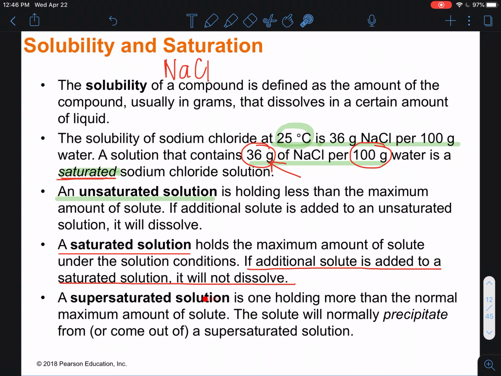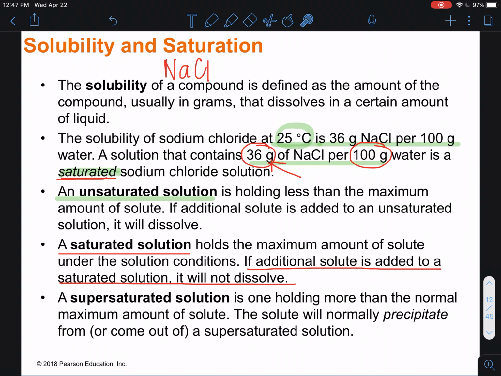A supersaturated solution is not necessarily that important for this class right now, but just to be thorough with the terminology, it is one holding more than the normal maximum amount of solute. The solute will normally precipitate out, or come out, of a supersaturated solution. So we work with supersaturated solutions when we're trying to purify compounds in chemistry.